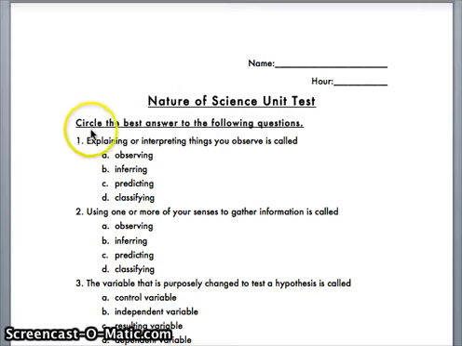And these first questions, we are just going to circle the best answer to the following questions. Every time that I get through a question, pause the video, make your answer, and then press play again. Number 1, explaining or interpreting things you observe is called A, observing, B, inferring, C, predicting, D, classifying.